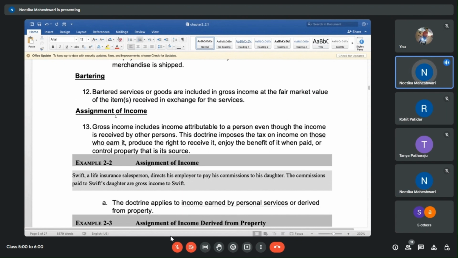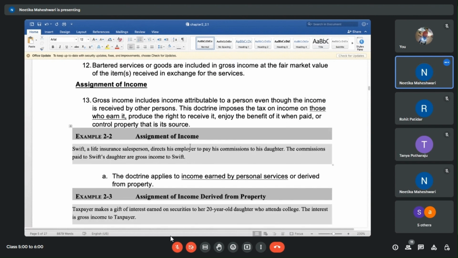Assignment of income means giving income to somebody else. It includes income attributable to a person, even though the income is received by another person. A lot of times they say, instead of giving me the income, make the payment to somebody else, so straight away give it to the other person. It doesn't matter whose bank account it is going to. What matters is who has provided the service and who has earned it.